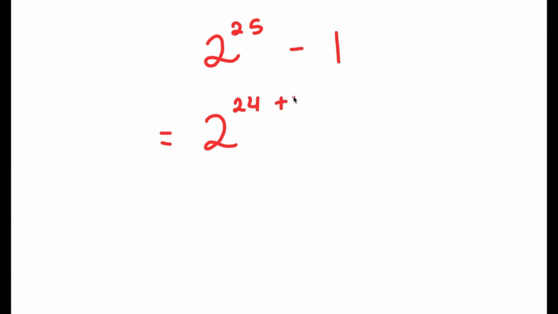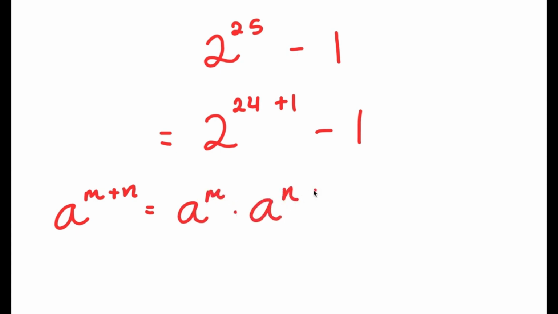Alright, so in this video, I'm going to solve the problem 2 to the power of 25 minus 1. So, to first start, I'm going to rewrite 2 to the power of 25 as 2 to the power of 24 plus 1. And then we have our minus 1 at the end. The reason I'm rewriting 25 as 24 plus 1 is so now I can use the property a to the power of m plus n is equal to a to the power of m times a to the power of n.